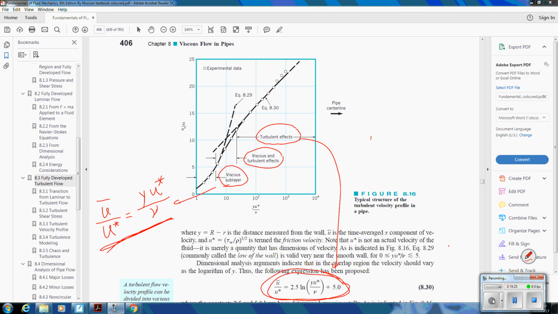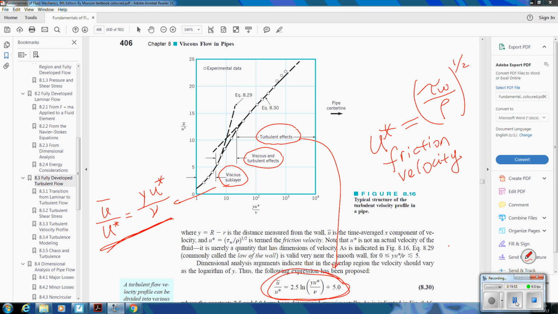But here, we introduce something called friction velocity. U star here is the friction velocity. If you want to see how it is defined, it is the shear stress at the wall over the density, and take the square root of it. By physical meaning, you can tell it is not actually velocity, but it has the same unit of velocity, right?